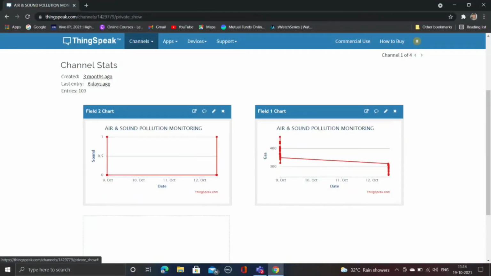So the thing here is the values from the sensors get uploaded to the cloud, which we can see here in the two charts, which is in gas chart and sound chart respectively. The values get updated in specific intervals, and we can note the values from here.